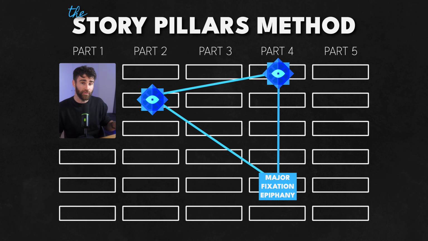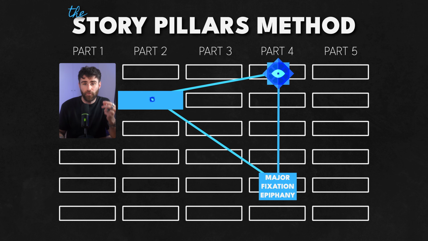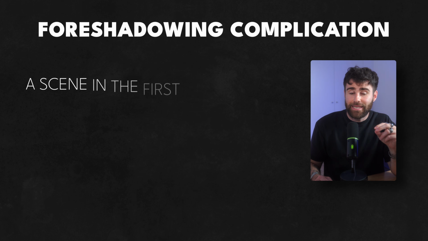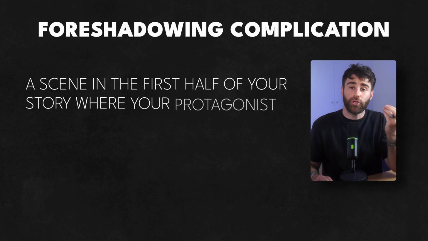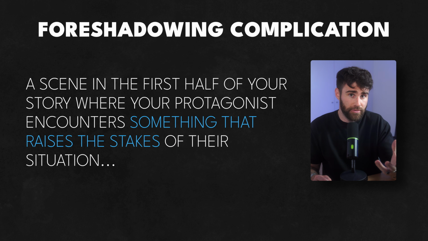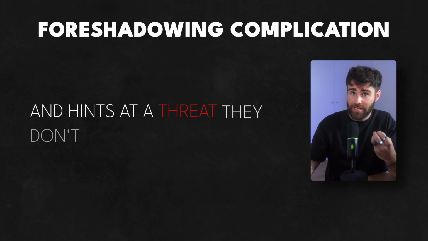Now, of course, this cannot come from nowhere, so you need to hint at this scene in the first half of your story through what is called a foreshadowing complication. A foreshadowing complication is a scene in the first half of your story where your protagonist encounters something that raises the stakes of their situation and hints at a threat that they don't yet understand. It's significant enough to unsettle them, and it's mysterious enough to leave unanswered.